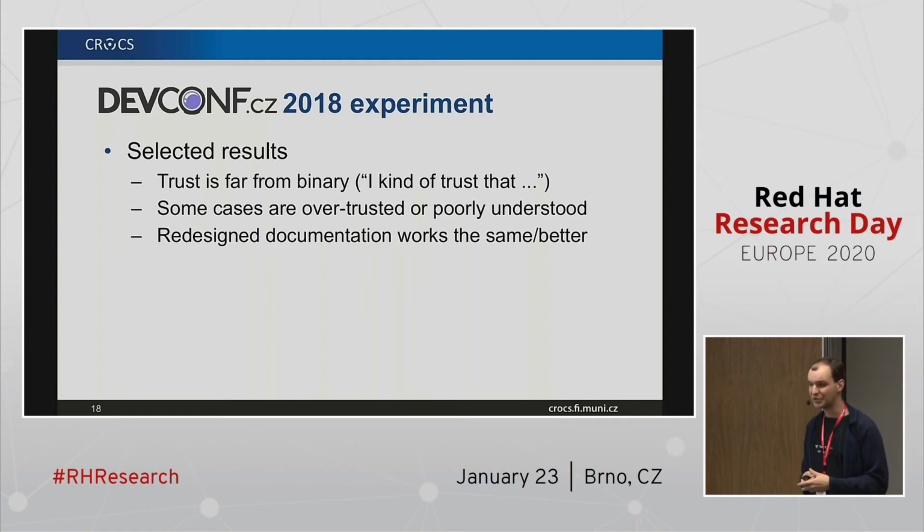Regarding the redesigned documentation that I mentioned, we found out that in some cases it worked the same, and in multiple cases it worked much better, either participants understood much more what the error was talking about, or they understood that the error is more severe, and would think about that. For example, in the case of the self-signed certificate, as I mentioned, our documentation was much better at getting across to the user that it's much more of a problem than just an expired certificate.